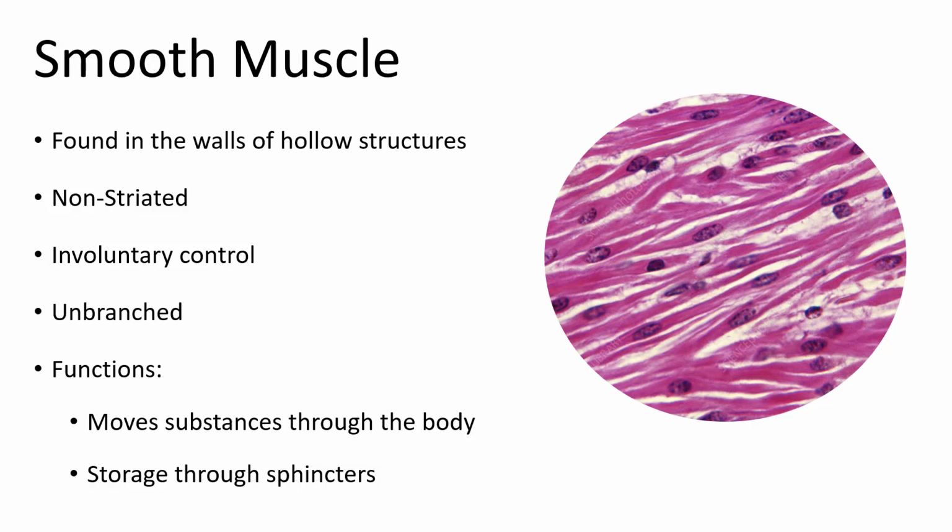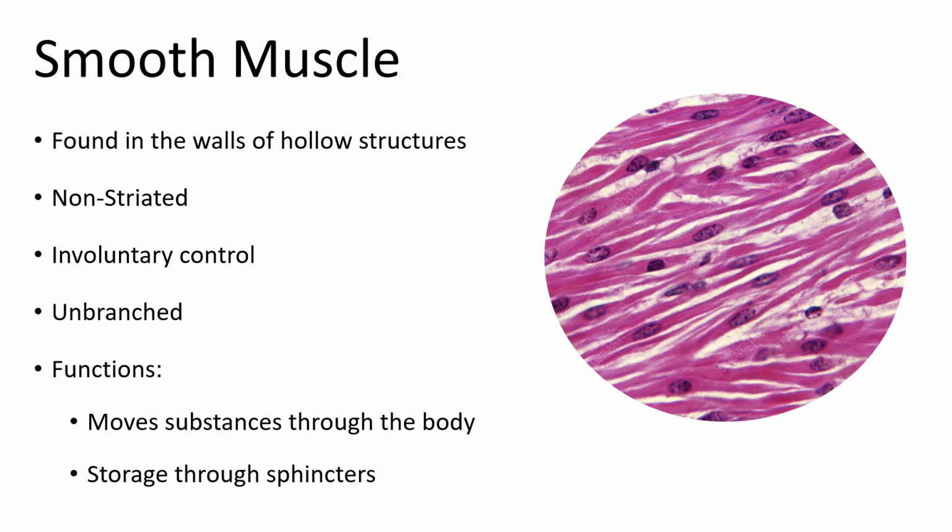Smooth muscle fibers are unbranched and have a spindle shape. They're wider in the middle, and then they taper off at both ends. While this shape may look like branching, each fiber remains as a single, whole cell.